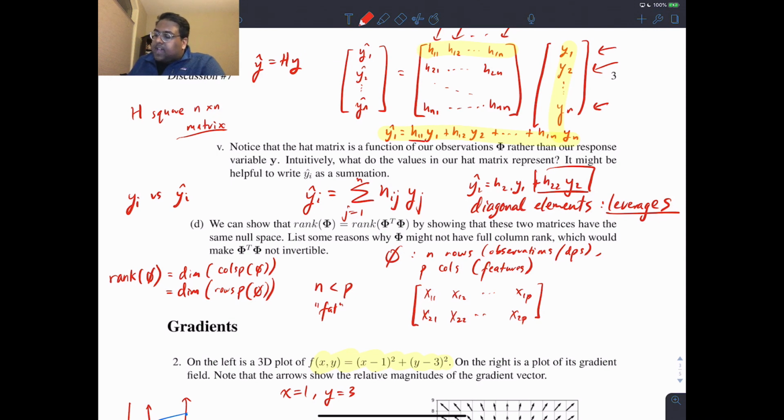So when our matrix is fat, i.e. we have fewer observations than features, then phi will not have full column rank. Another case in which our feature matrix phi would not be invertible is if some columns were linear combinations of one another, right? Which would imply that not all column vectors are linearly independent, right? And you can come up pretty easily with examples of features that you could have that are linear combinations of one another.